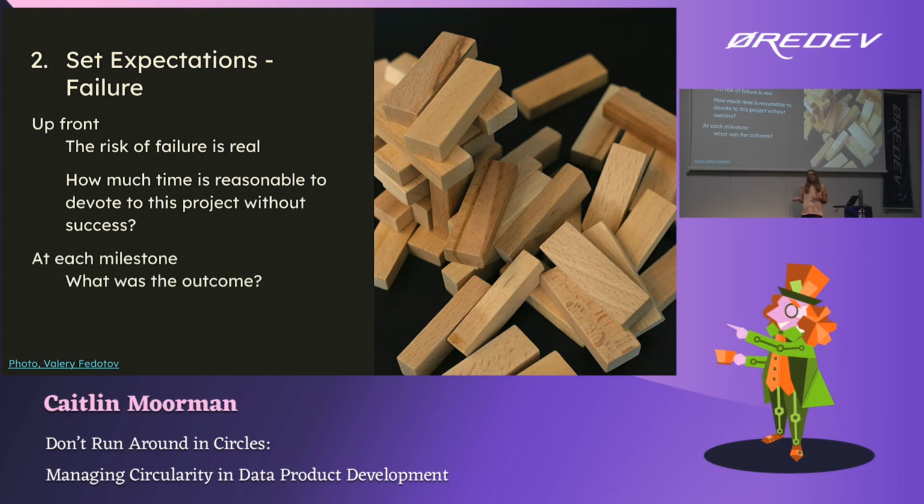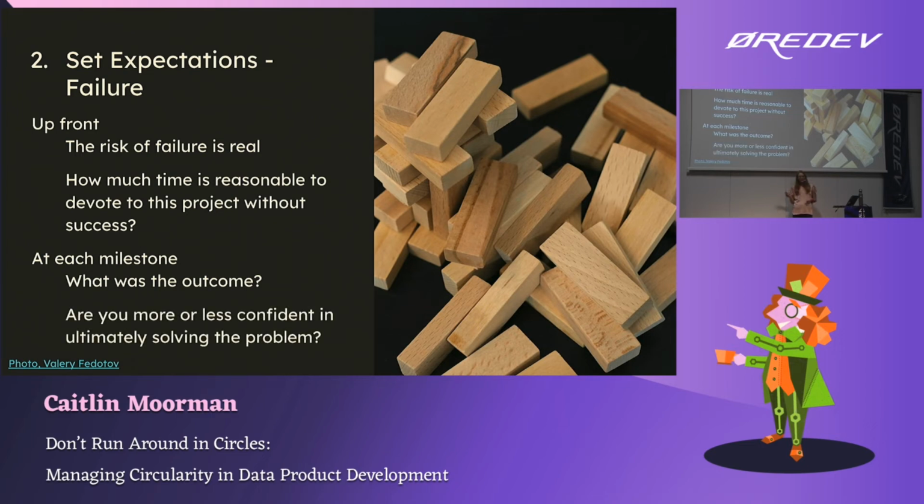And then at each milestone throughout the project, focus on what was the outcome, what did we learn, and are we more or less confident in our ability to solve the problem? You compare that back to your timeline, and you might decide to call it early. You might say, you know, we said we'd give it 6 weeks, but we've gotten a satisfactory answer by 4, or we're 4 weeks in and it does not look like we're going to do this. We should really just pivot now.